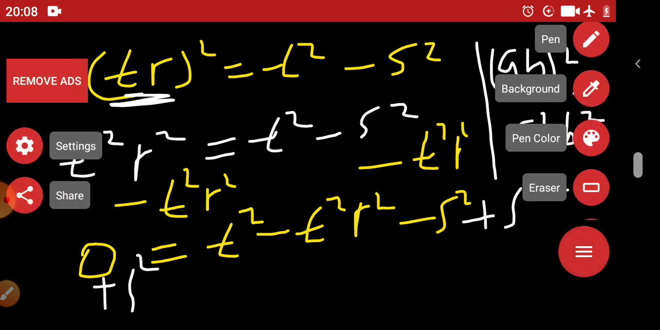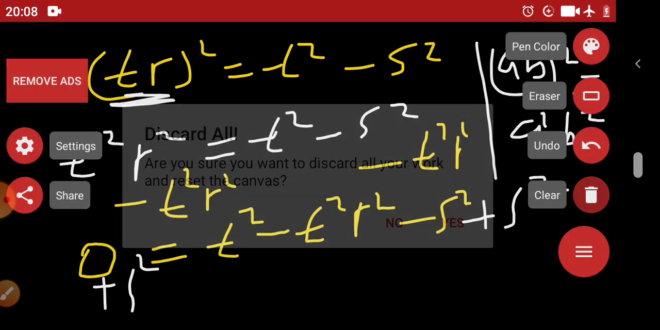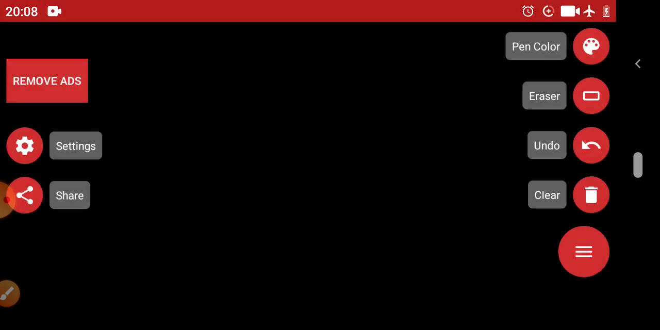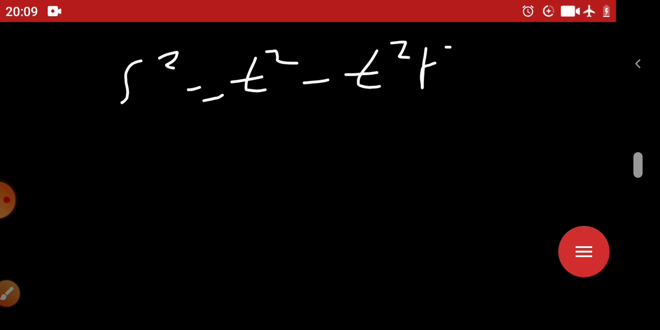So let me open a new page. Here what we have is s squared, if I'm not mistaken. We're adding it, so here we have t squared minus t squared r squared.